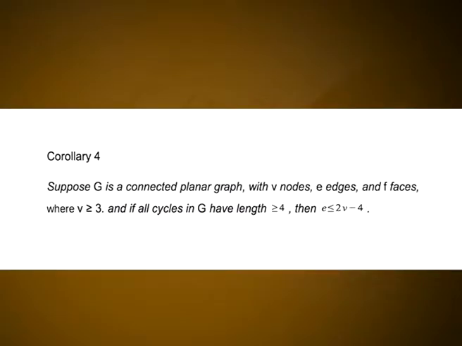Corollary 4. Suppose G is a connected planar graph with V nodes, E edges and F faces where V is greater than or equal to 3 and if all cycles in G have length greater than or equal to 4, then E is less than or equal to 2V minus 4. Let us see the proof. The sum of the degrees of the faces is equal to twice the number of edges, but each face must have degree greater than or equal to 4 because all cycles have length greater than or equal to 4. So, we have 4F less than or equal to 2E, so 2F is less than or equal to E.